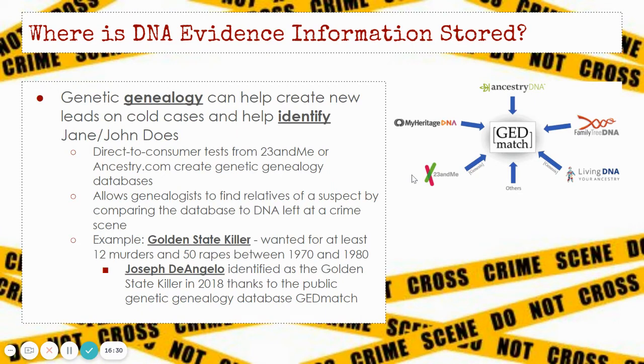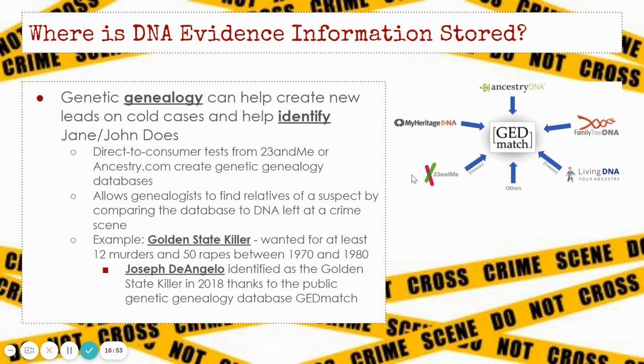Genetic genealogy can help to create new leads on cold cases and help identify what we call Jane or John Does. Those are like unknown victims of crimes. Direct-to-consumer tests from companies like 23andMe or Ancestry.com can create genetic genealogy databases. It allows genealogists to find relatives of a suspect by comparing the databases to DNA left at a crime scene.